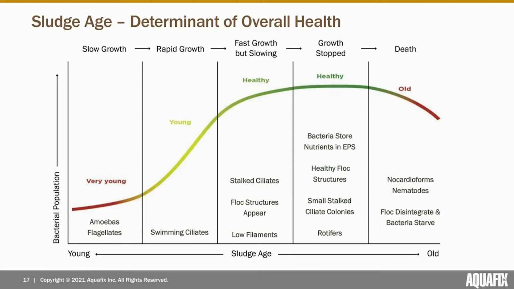It's important to keep in mind other factors, such as environmental and mechanical issues, can influence these characteristics. Therefore, when determining a plant's overall health, it's important to analyze more than just the sludge age, because alone, it may not be a clear enough indicator.